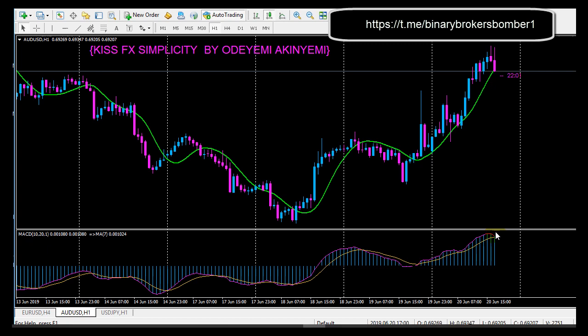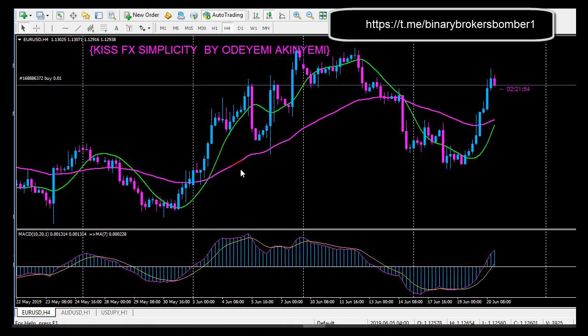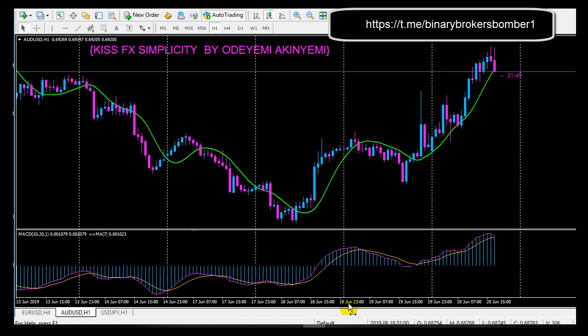Now there is a crossover. There is an expectation of a crossover here. Sorry, it doesn't look the same as this, right? Because I just saved this template and I've not enabled the template here.